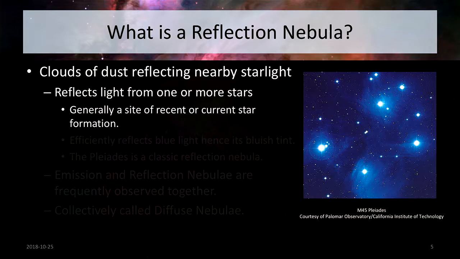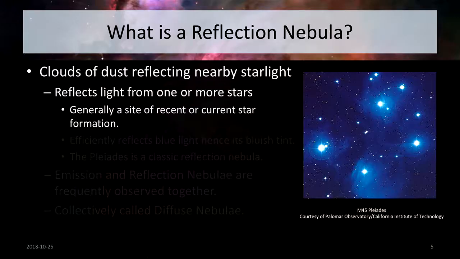Now, often, again, this is a place where there is recent star formation or possibly current star formation. In the case of the Pleiades, which is considered both a very faint reflection nebula, but more of an open cluster, those stars are all quite young, on the order of, I believe, tens of millions of years old, possibly. I have to review that number to give you the exact number. But they are all quite young in astronomical terms.